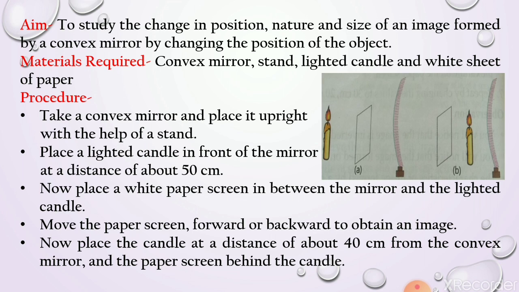We will place the convex mirror with the help of the stand. Now we will place a lighted candle in front of the mirror at a distance of 50 centimeters. Now we will place a white paper sheet between the mirror and the lighted candle, and again we will move the paper screen backward and forward and try to obtain the image of the candle flame. Now again we will change the distance between the lighted candle and the mirror to 40 centimeters.